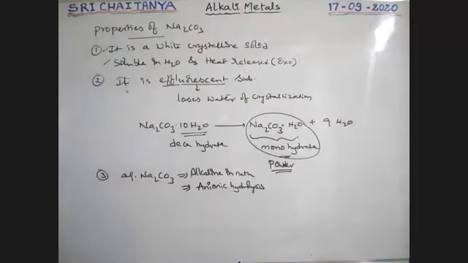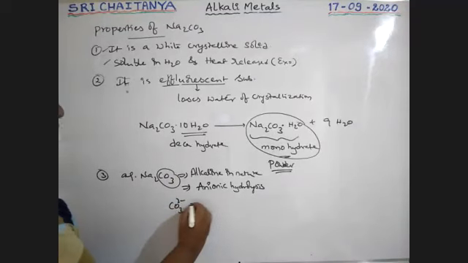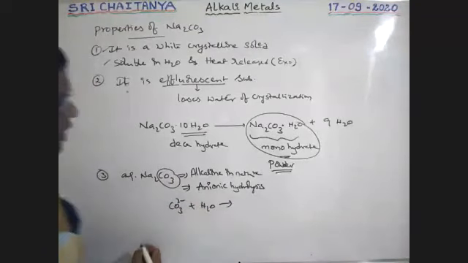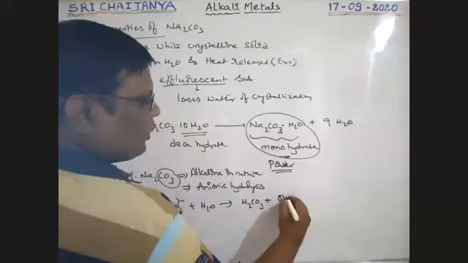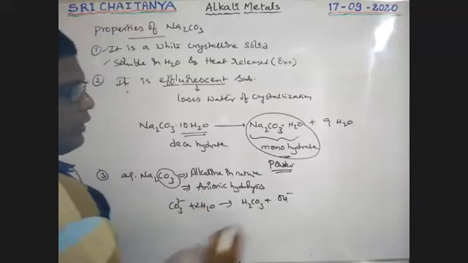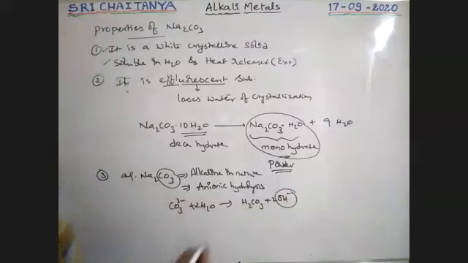Because of anionic hydrolysis, the solution is alkaline in nature. Here CO3 2 minus is a strong ion, so it reacts with water when dissolved. That gives H2CO3 plus OH minus ions. There are free OH minus ions, therefore the solution is alkaline in nature. Now these are some physical properties, boys.